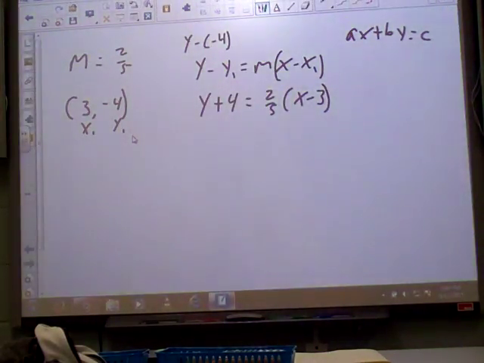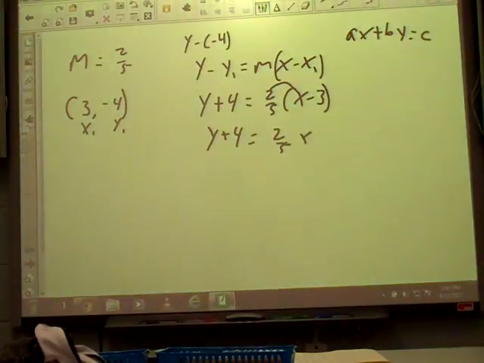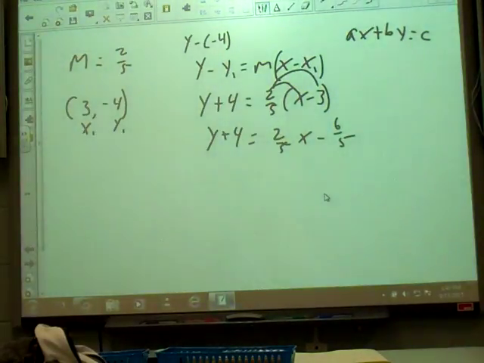Okay, good, Caitlin, good, Grace. Distribute that 2/5. Yep. So it's going to get me y plus 4 is equal to 2/5 x minus 6/5. That a boy, sir, plunk it.